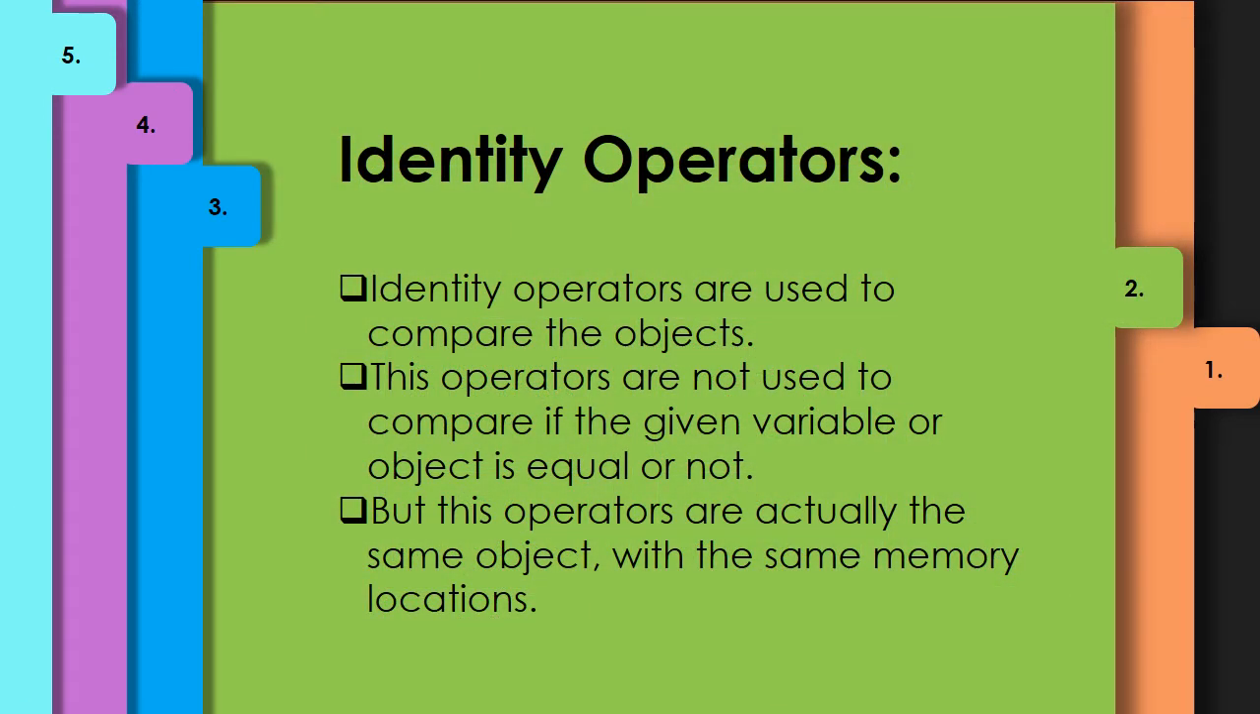Now identity operators. Identity operators are used to compare the objects or variables. These operators are not used to compare if the given variable or object is equal or not, but these operators are actually used to compare whether the objects are the same with the same memory location or not.